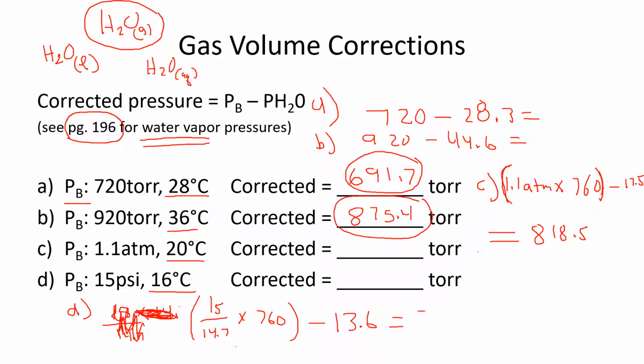What did you guys get? 7? 7, 6, okay, not too bad. So that is correcting. Now we are going to use it.